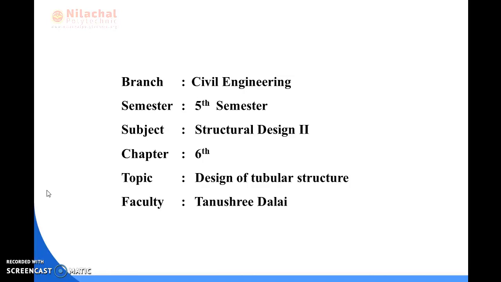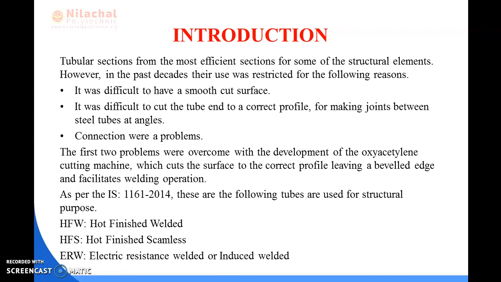In the last class, we completed our 5th chapter and today we will start chapter 6, which is Design of Tubular Structure. First of all, we need to know what we mean by tubular structures and how they are formed. Tubular sections are the most efficient section for some structural elements. That means we can't use the tubular structure in every construction work.